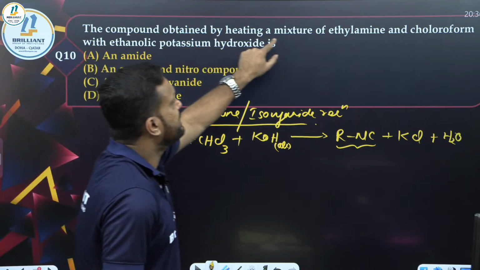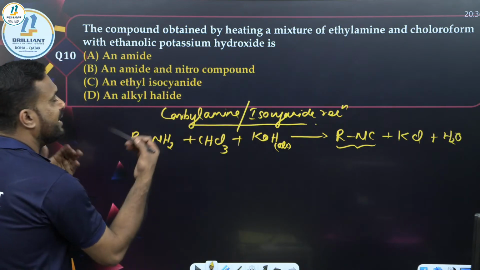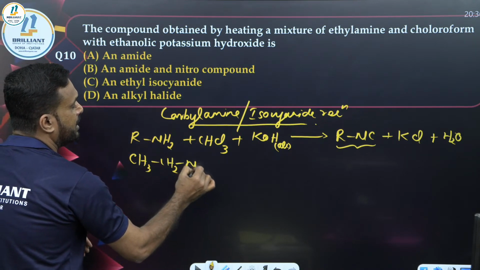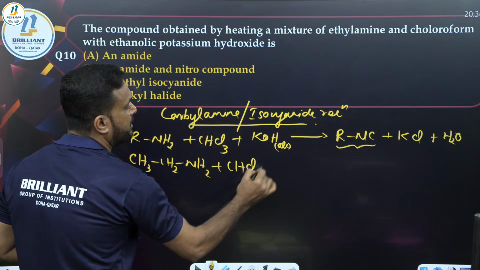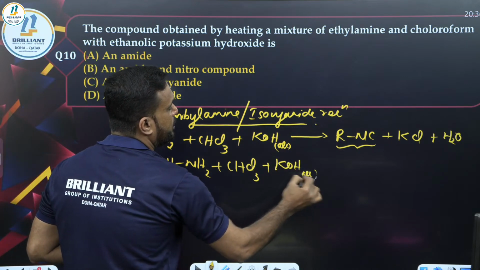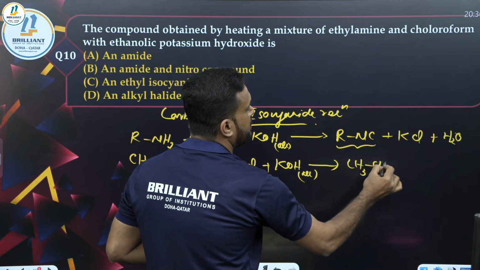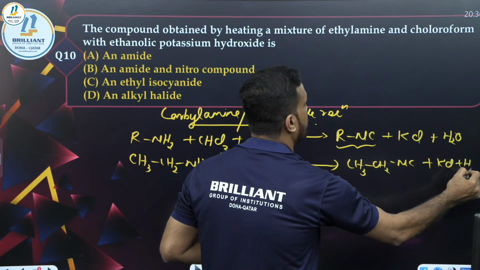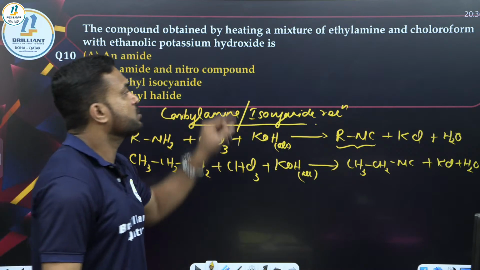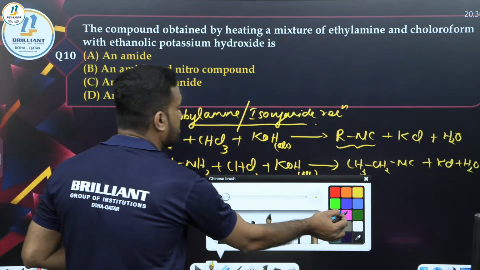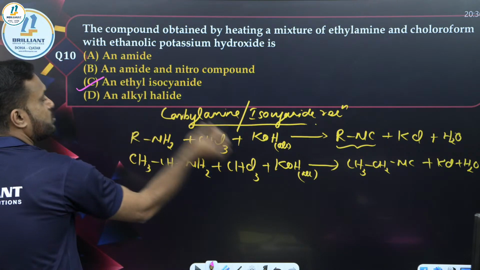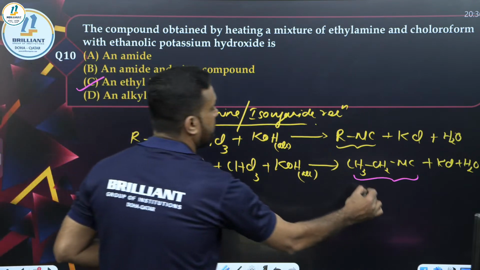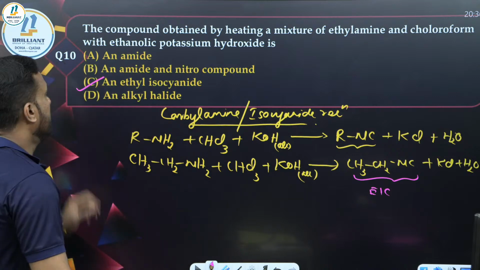The compound obtained by heating a mixture of ethylamine, not only ethylamine, any primary amine. So here they are asking about CH3CH2NH2, ethylamine. When it reacts with CHCl3 plus alcoholic KOH, you will be getting CH3CH2NC, ethyl isocyanide, plus KCl plus H2O. So this is the reaction you will be getting. So the correct answer is which one? Dear students, only one isocyanide they gave. Again, what is the isocyanide? Ethyl isocyanide. This is the formula. So we will be getting that one.